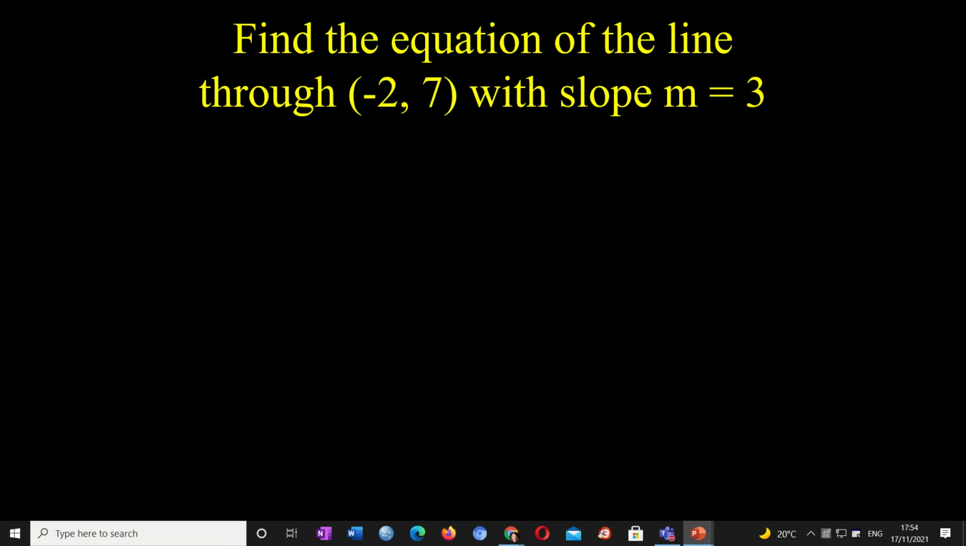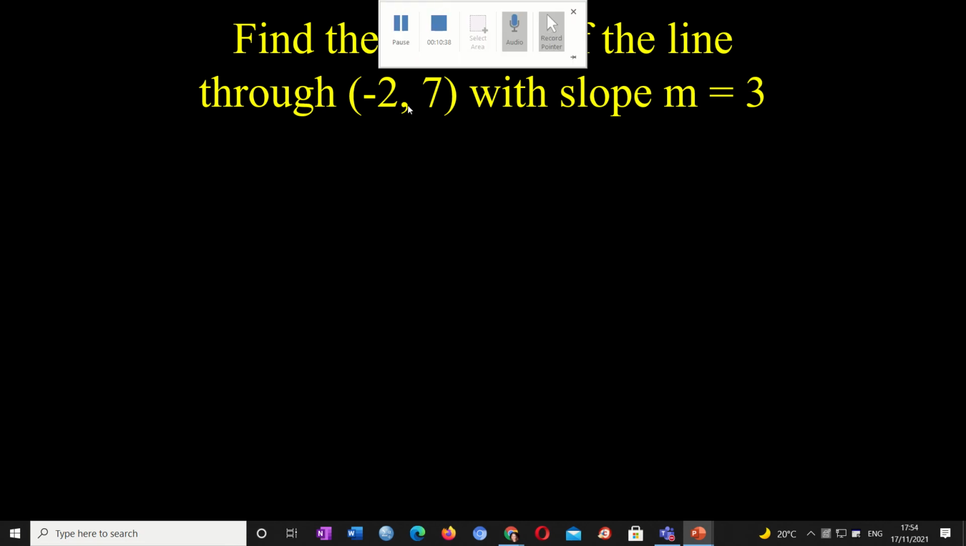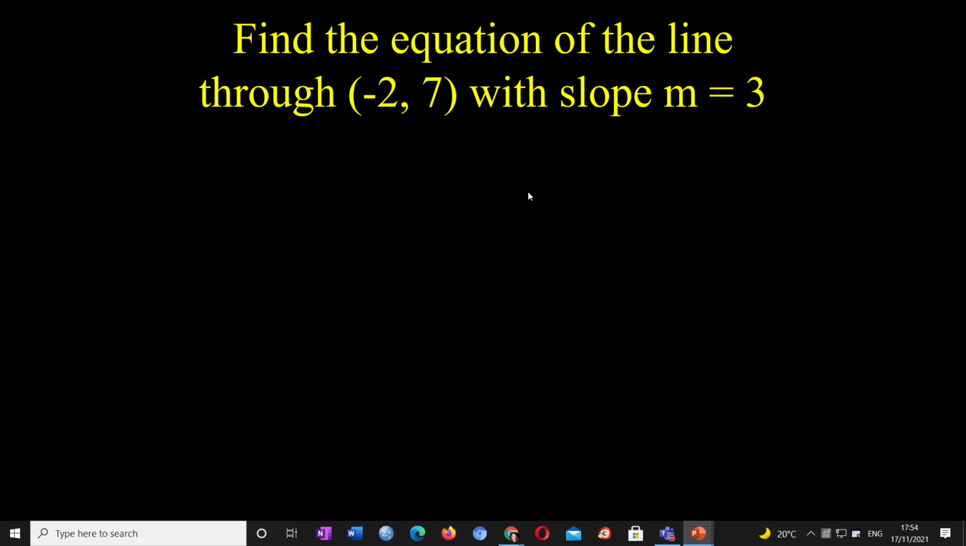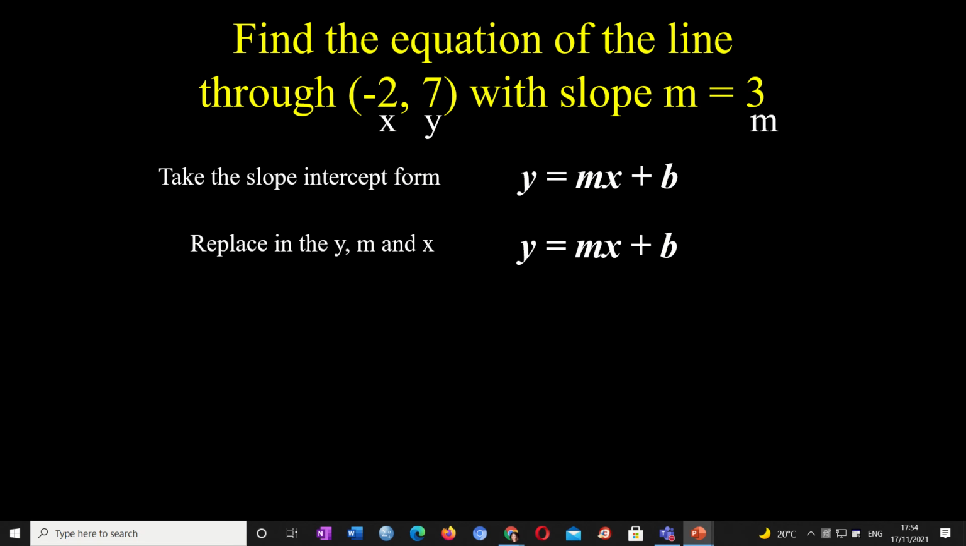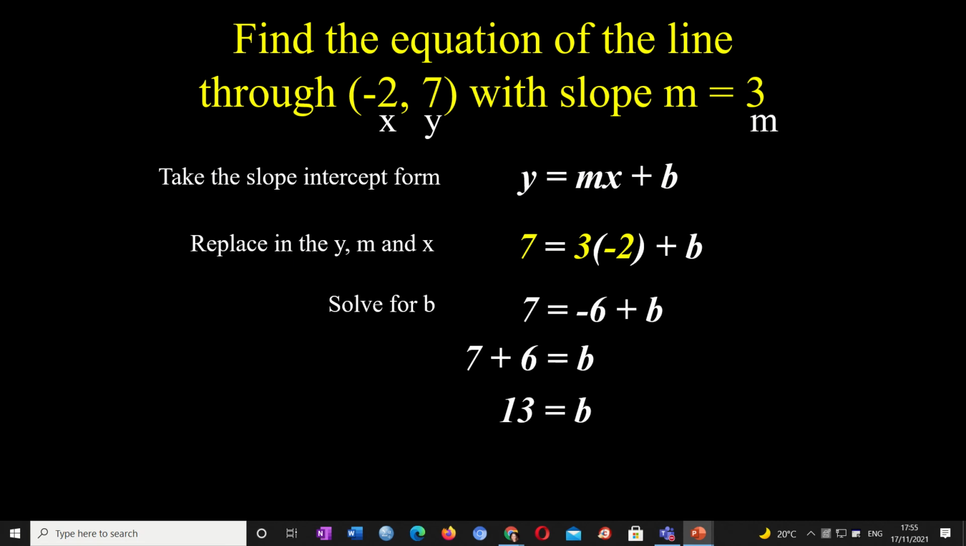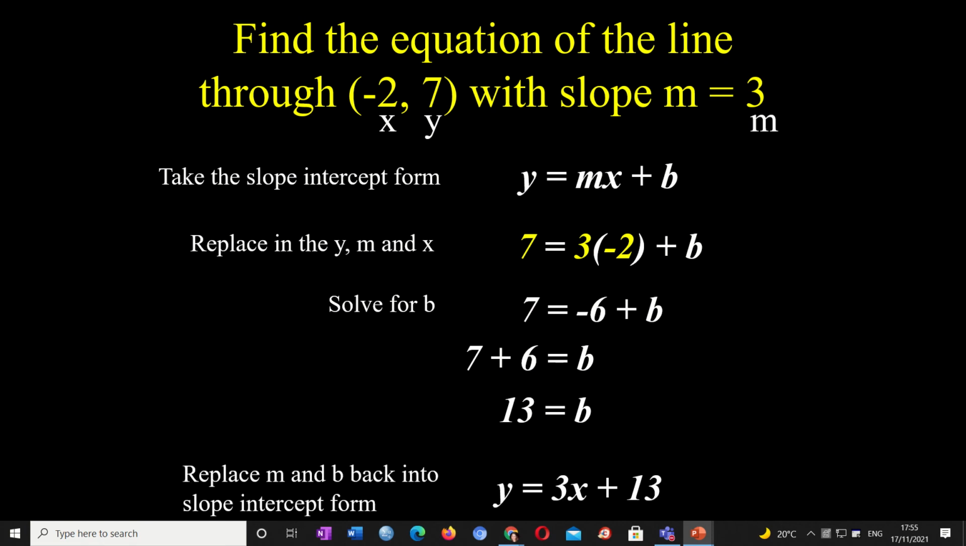Okay, done. Tell me the answer. Let's solve together. This is the formula. If we replace 7 and 3 as m and replace -2 here, we find this formula. We find b is equal to 13, right? So y equals 3x plus 13.